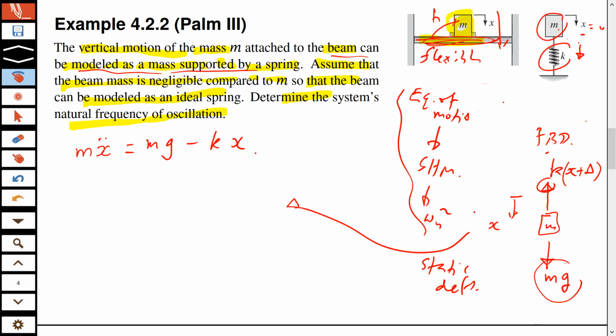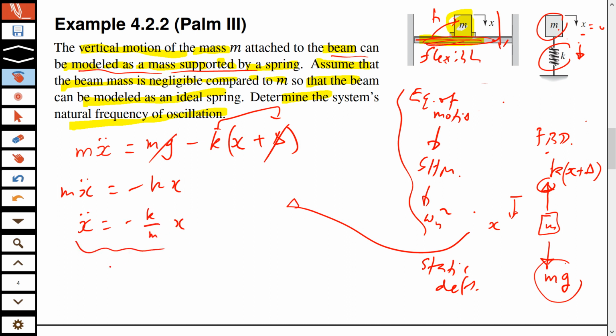So हमने include करना है kx plus delta, but we know this mg will cancel out with this k times delta, so that will disappear anyway. So which means that we can write down m x double dot equals minus kx, divide both sides by m, so x double dot equals minus k over m x, and now this is perfectly in simple harmonic motion form, and omega n squared now is k over m. Yeah, minus sign is part of the definition, so omega n is simply k over m square rooted.